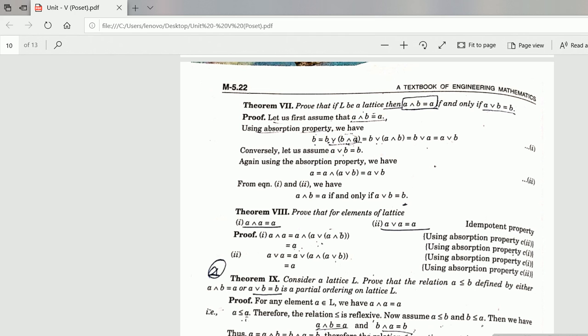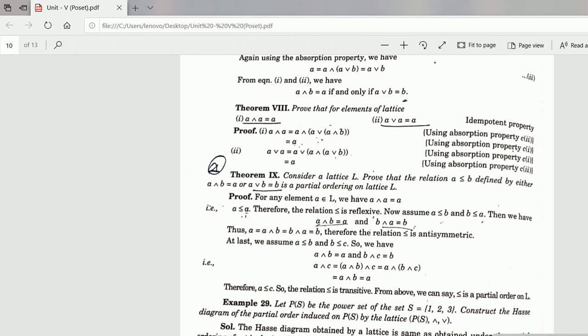Using the absorption property we have B is equal to B join (B meet A), which is equal to B join (A meet B), which is equal to B join A. This can be written from the commutative property, and B join A can be put as A join B. Conversely, let us assume A join B is equal to B. Again using the absorption property we have A is equal to A meet (A join B), which means A meet B. From 1 and 2 we have A meet B is equal to A if and only if A join B is equal to B, hence the theorem.